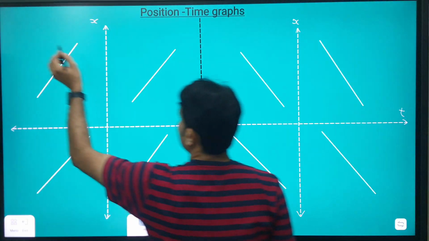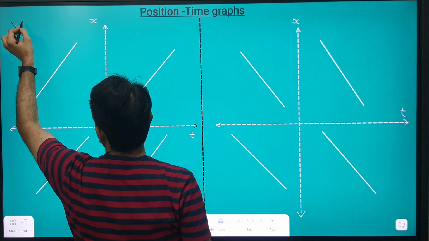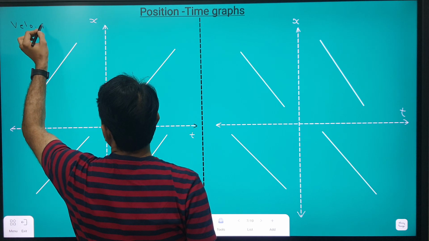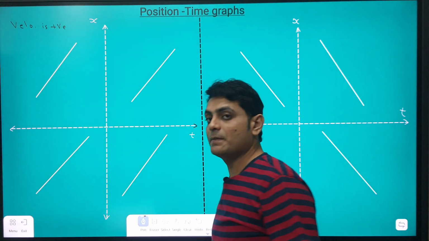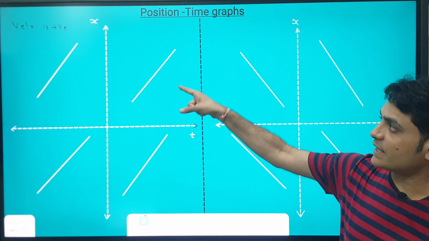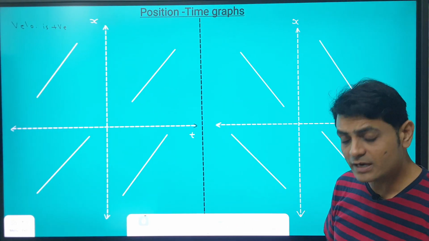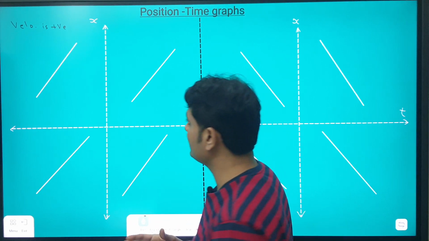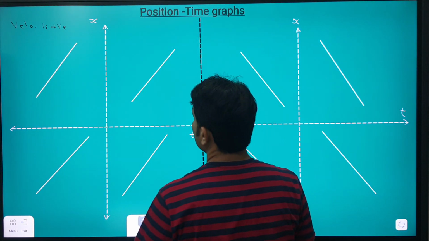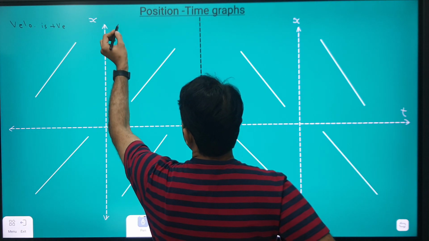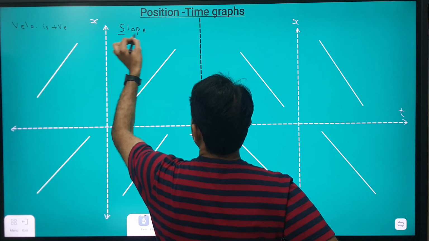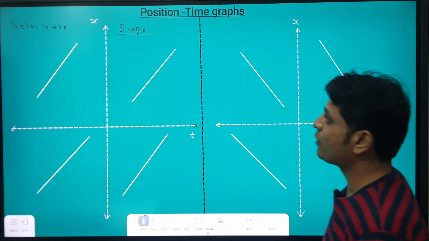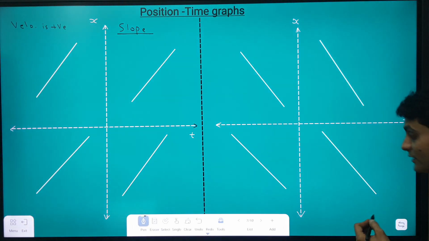In this case velocity is positive. Speed is always positive, but velocity may be positive or negative, but for this case velocity is positive. Now let's see how velocity is positive. For that you have to find out the slope of the graph. If you don't know the slope, I will clear that concept also. So how can we find the slope?